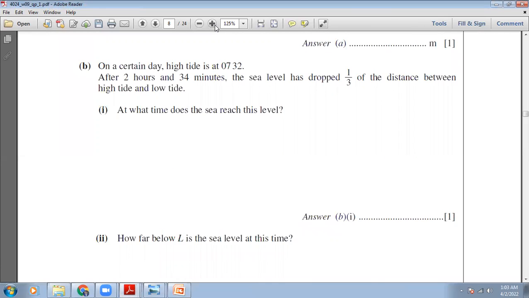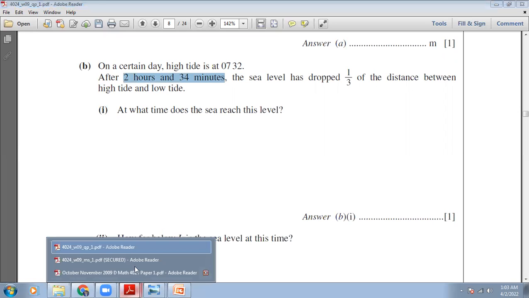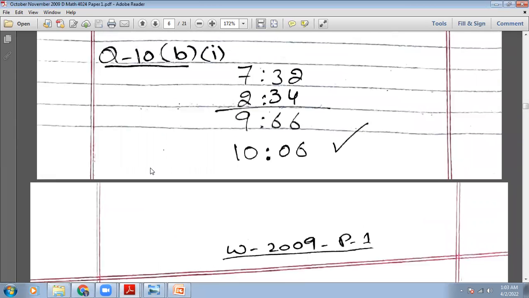Okay, so the next question is, on a certain day, high tide is at 7:32. After 2 hours and 34 minutes, the sea level has dropped 1/3 of the distance between high tide and the low tide. At what time does the sea reach this level? So high tide was at 7:32, and then after 2 hours and 34 minutes. So let me show you my work.